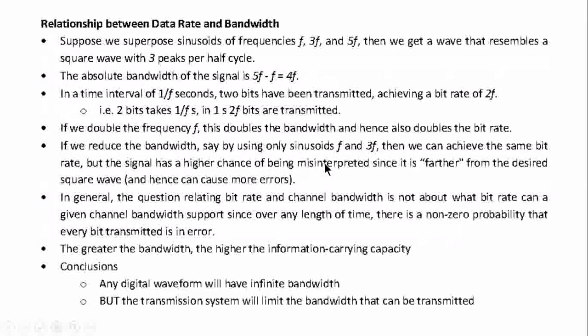Right. So now what's the relationship between data rate and bandwidth? Remember we discussed data rate: the amount of data that can be sent in a second. And the bandwidth is how wide or narrow the communication channel is. So now what's the connection between the two, the data rate and the bandwidth? Suppose we look at these frequencies, F, 3F, and 5F. Then we get a wave that resembles a square wave with 3 peaks per half.